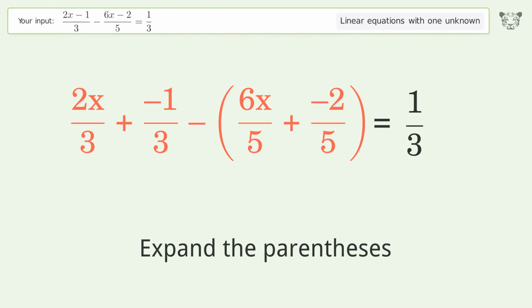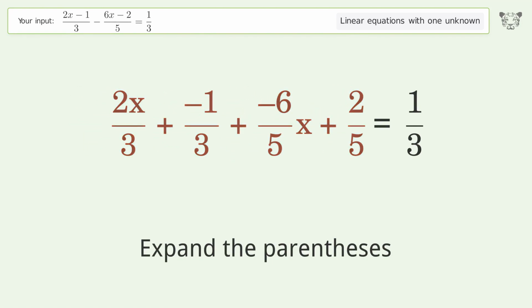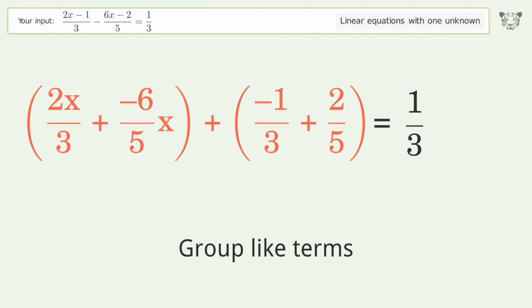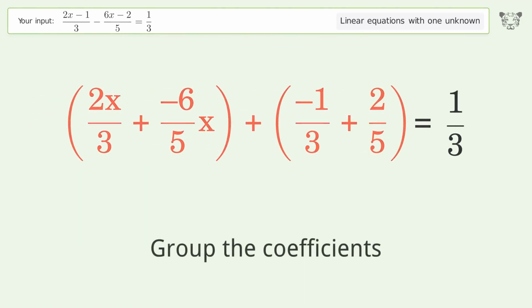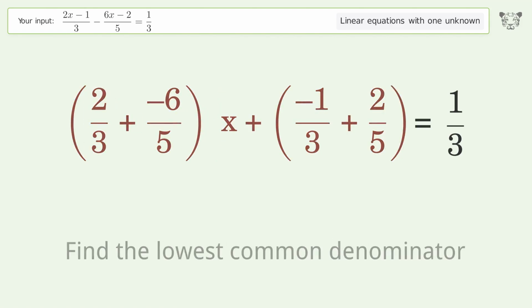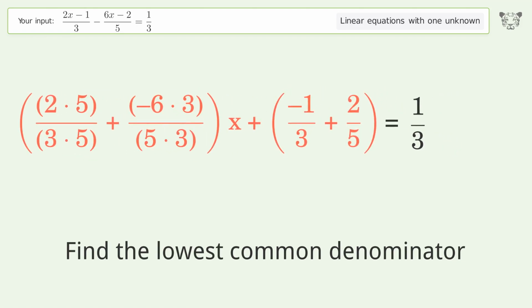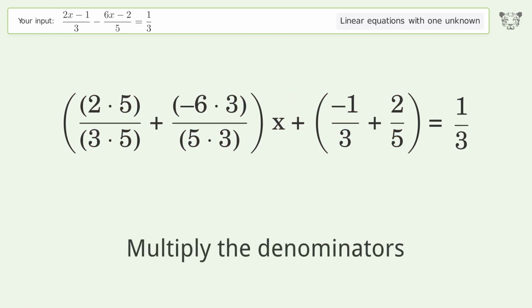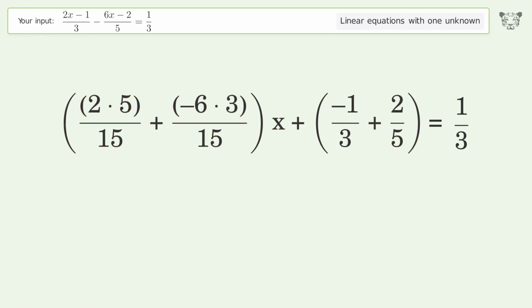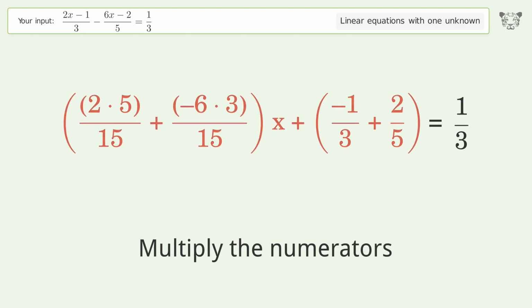Expand the parentheses. Group like terms. Group the coefficients. Find the lowest common denominator. Multiply the denominators. Multiply the numerators.